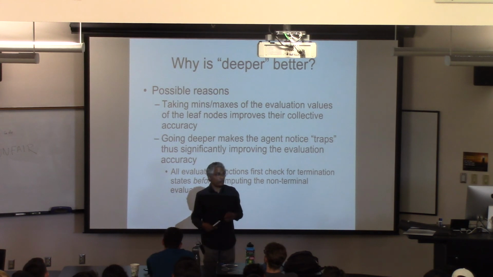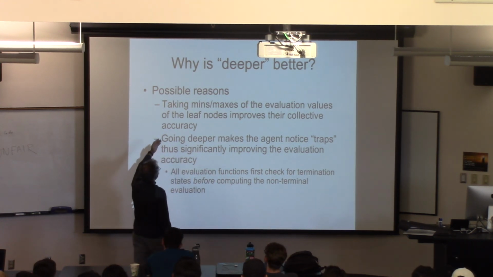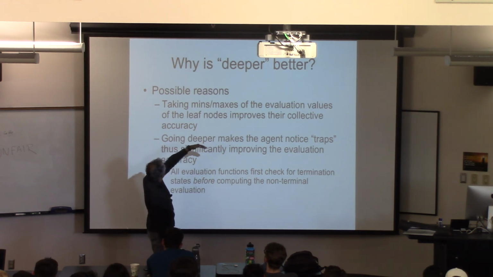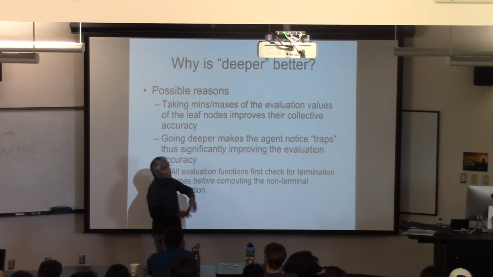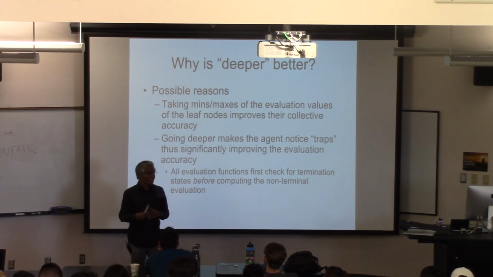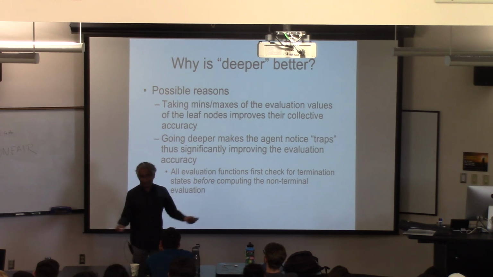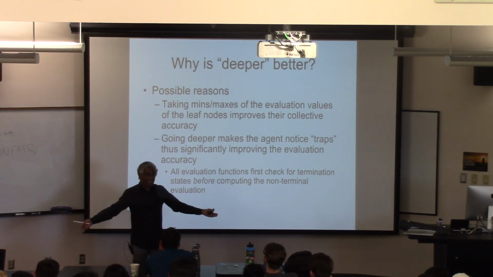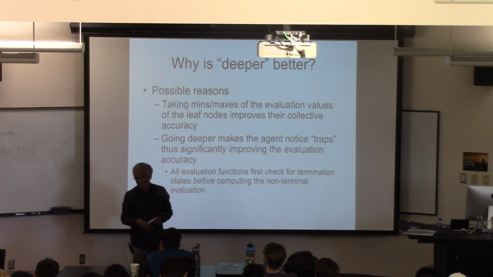These are the kinds of questions you have to ask yourself, right? And so one idea might be that maybe taking the mins and maxes of the evaluation values at the leaf nodes improves their collective accuracy. This is a kind of argument that makes sense. Somehow you're taking the same old bad numbers, but taking mins and maxes, which is an aggregation of some kind, and that somehow improved their quality. That's one potential reason.